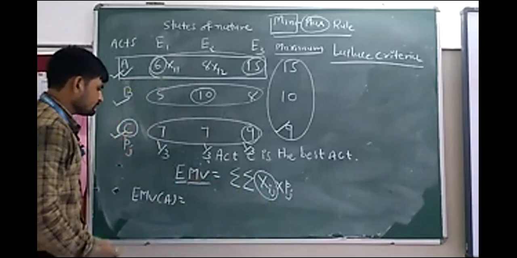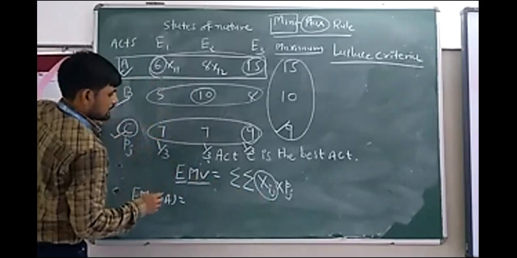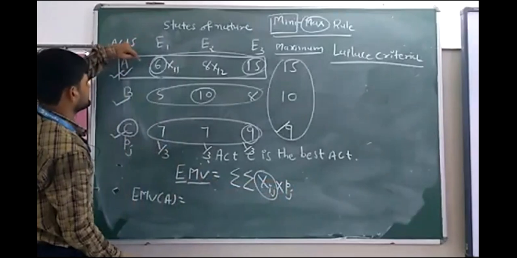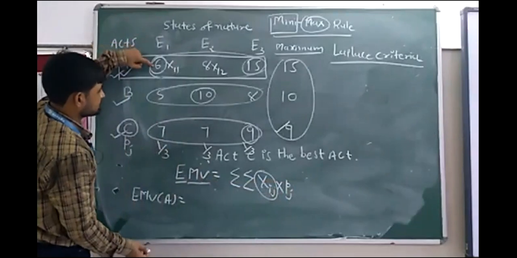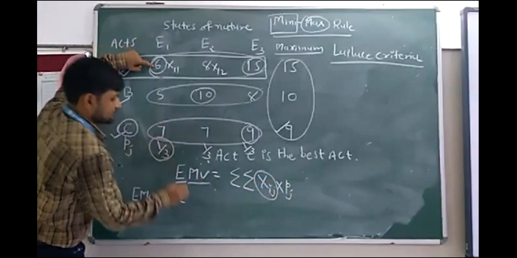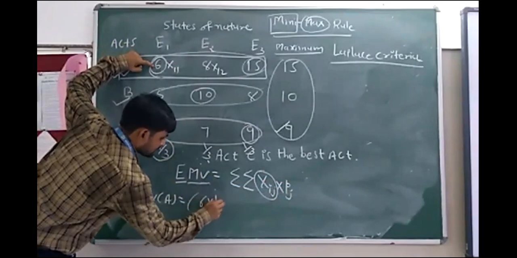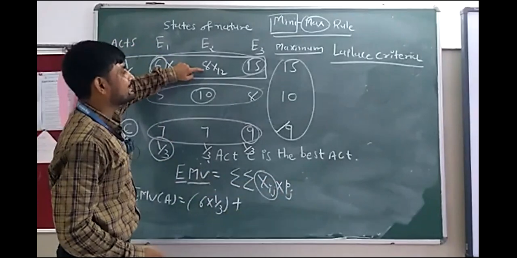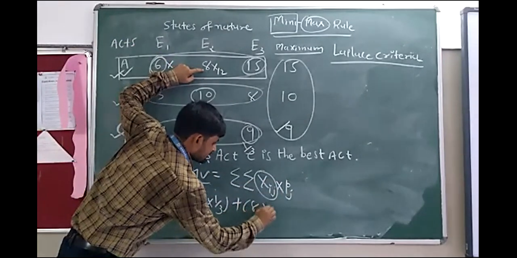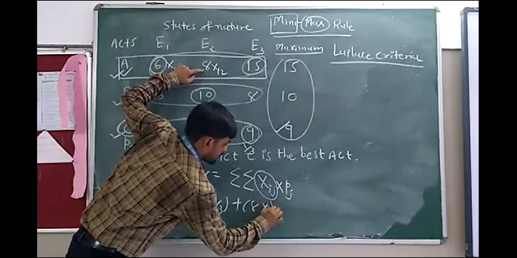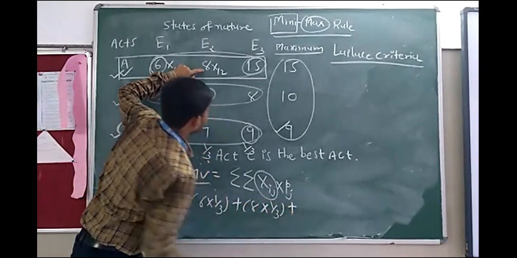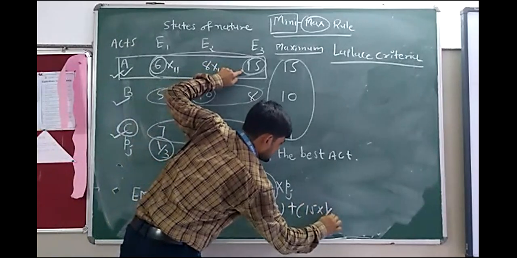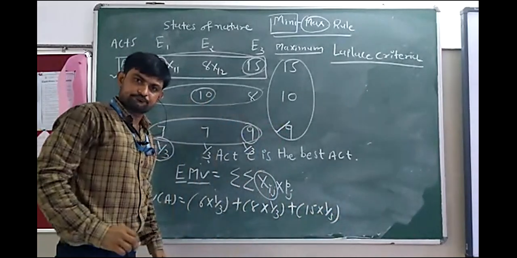Okay. So first of all, we have to multiply profit with probability. So profit for Act 1 is 6 rupees. Its probability is 1 upon 3. So we can say 6 into 1 upon 3 plus, what is profit for E2? 8. 8 into probability 1 upon 3. And here profit is 15 and probability is 1 upon 3.